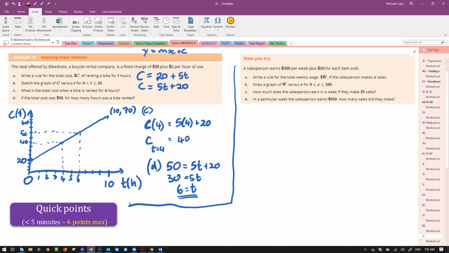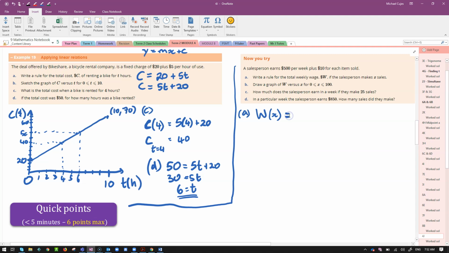All right, so hopefully you've had enough time to try that. Let's see how we went. Write a rule for the weekly wage of the person if he makes X sales. So the wage, and again, here I could write it as the wage in terms of X. X is my variable, the number of items sold. This is function notation, just showing it to you so it won't be as scary when you get to see it in grade 11. There's no reason why we don't do it now.